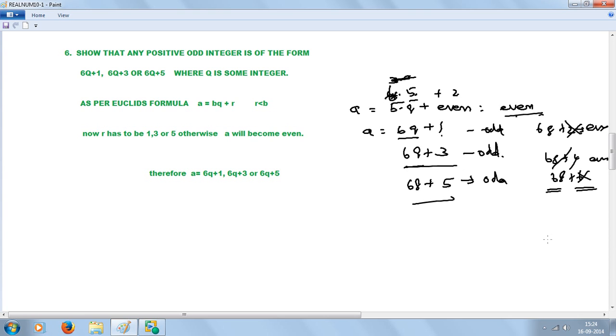The answer he is giving is just asking us to apply Euclid's formula. A is equal to, no, B is 6q plus r, where r is less than 6. So apply this logic.